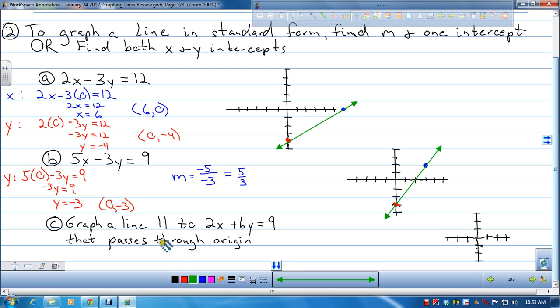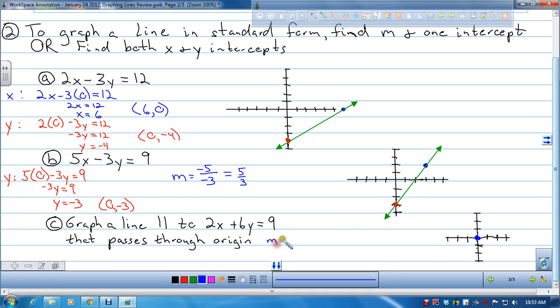Now the last one, it says graph a line parallel to 2x plus 6y equals 9. Okay. That passes through the origin. So right away, I know that it goes through the origin. So I can, right off the bat, graph a point at the origin. Now this line doesn't go through the origin, but the line parallel to it does. So the only thing I need to know is what's the slope of this line, because I know my new line goes through the origin.